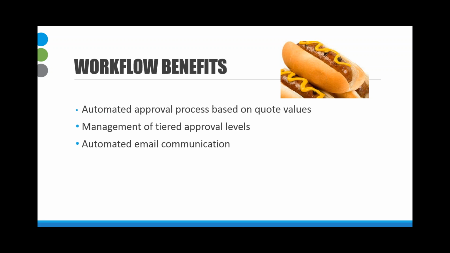Another benefit here is the management of tiered approval levels. We've seen the ability to set up different approval levels based on the value of the opportunity. Additional complexity could have been added by setting up a sequence of approvals. For example, first the sales manager needs to approve, and then it triggers a notification to the VP to approve, and then to the CEO for final approval. So you can set up those stepped approval levels if needed within your organization.